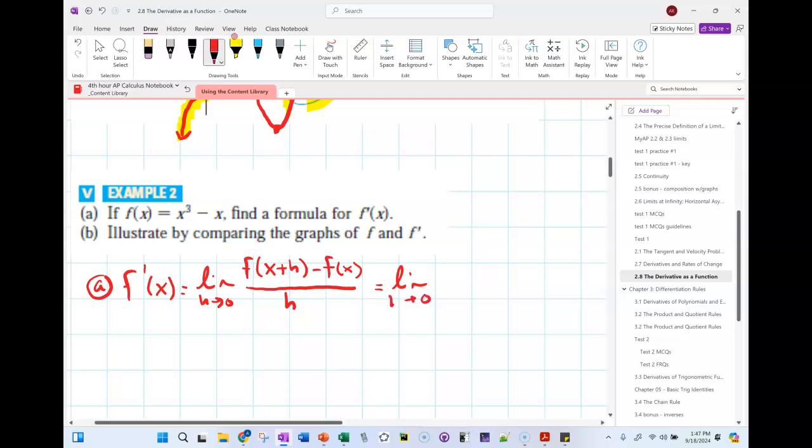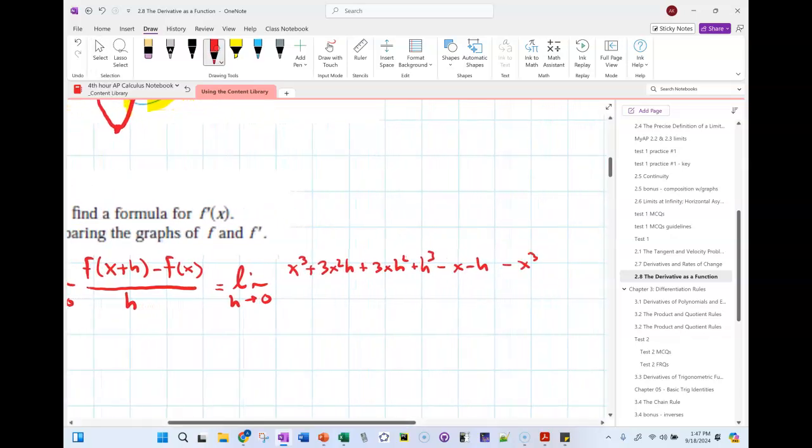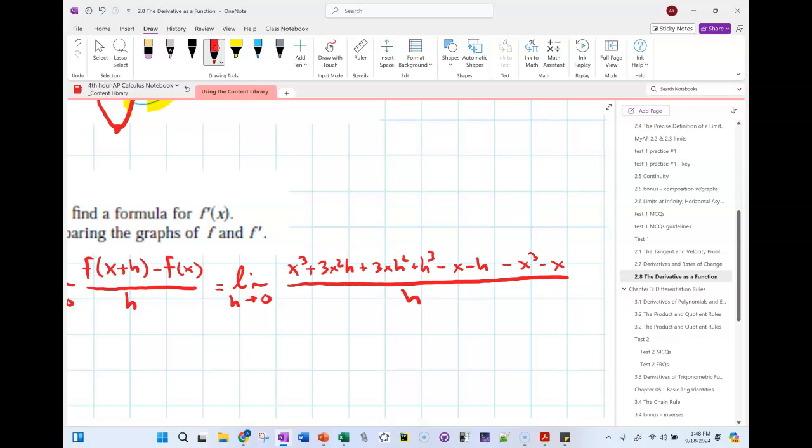So when I plug in x plus h into f of x, I end up with x cubed plus 3x squared h plus 3x h squared plus h cubed, minus x minus h, and then minus x cubed plus x, all over h. Questions on how I got that expression?